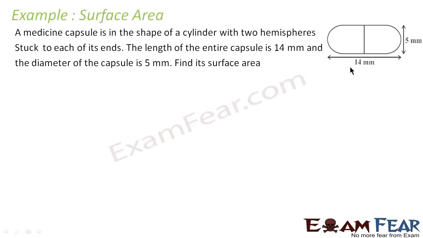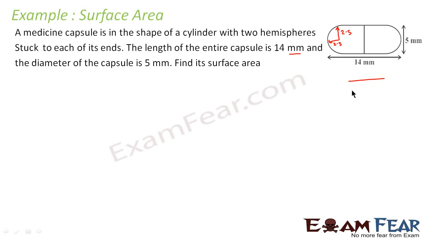One medical capsule is in the shape of a cylinder with two hemispheres stuck to each of its ends. The length of the entire capsule is 14 millimeter and the diameter of the capsule is 5 millimeter. So this distance is 5, so this is 2.5, 5 by 2, and this is also 2.5.